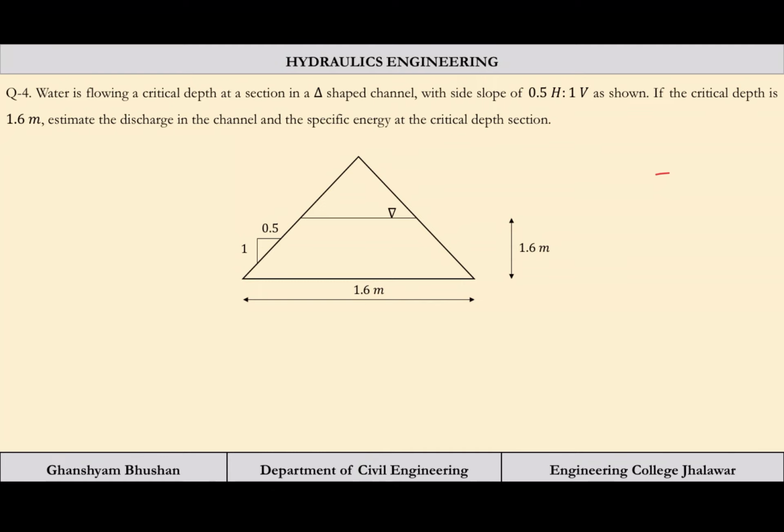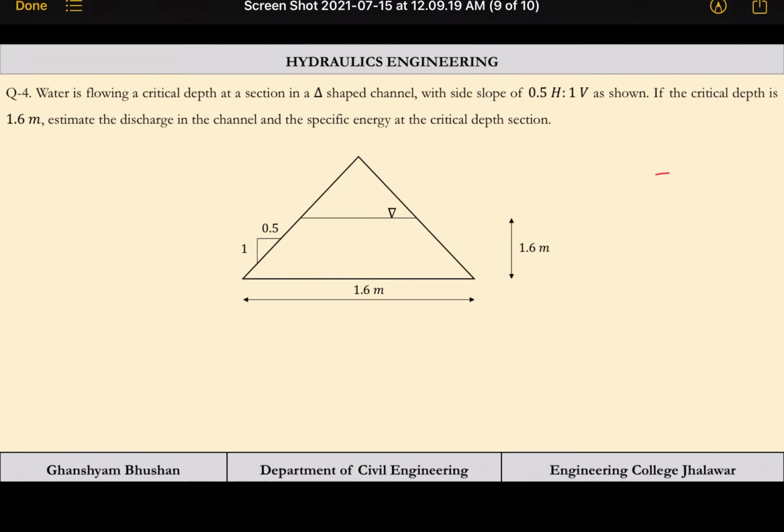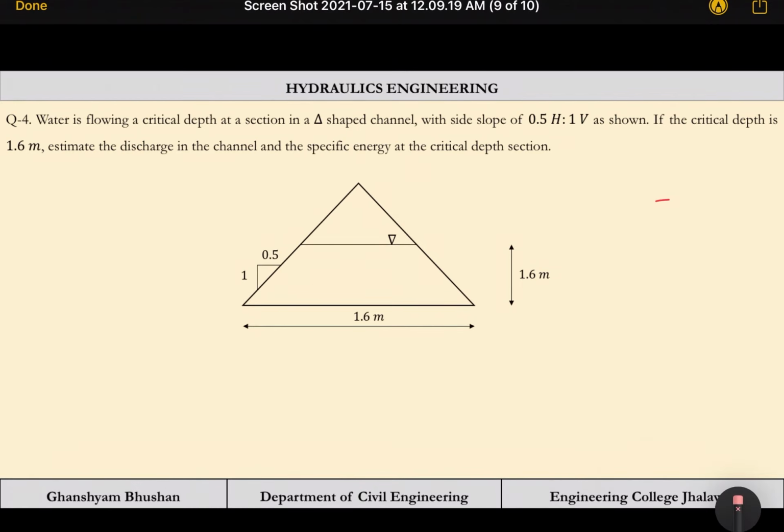It is being said that critical depth, that means the flow is critical, whatever flow is there, it is a critical flow. So you can easily use the equation Q square T by G A cube is equal to 1. If they are asking some quantity related to that equation, you can easily use that. So estimate the discharge in the channel and the specific energy at the critical depth section. So it is very easy how you can proceed.